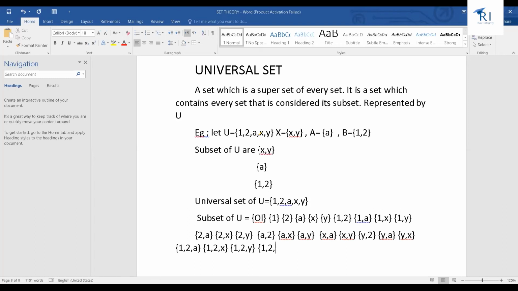I will tell you which one to cancel. Second line, second last. YA, cancel that. Okay, 1, 2, AX, Y, 1, 2, 1x, 1y, 2a, 2x, AX. So so far how many we have got here?